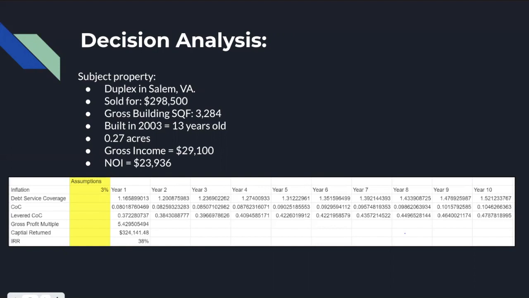Our debt service coverage ratio is looking really well and continues to get even stronger all the way up into year 10. We are really pleased with that. As well, you can see our capital return, gross profit multiple, levered cash on cash, and cash on cash, as included in the IRR of 38%, which we are also very pleased with.